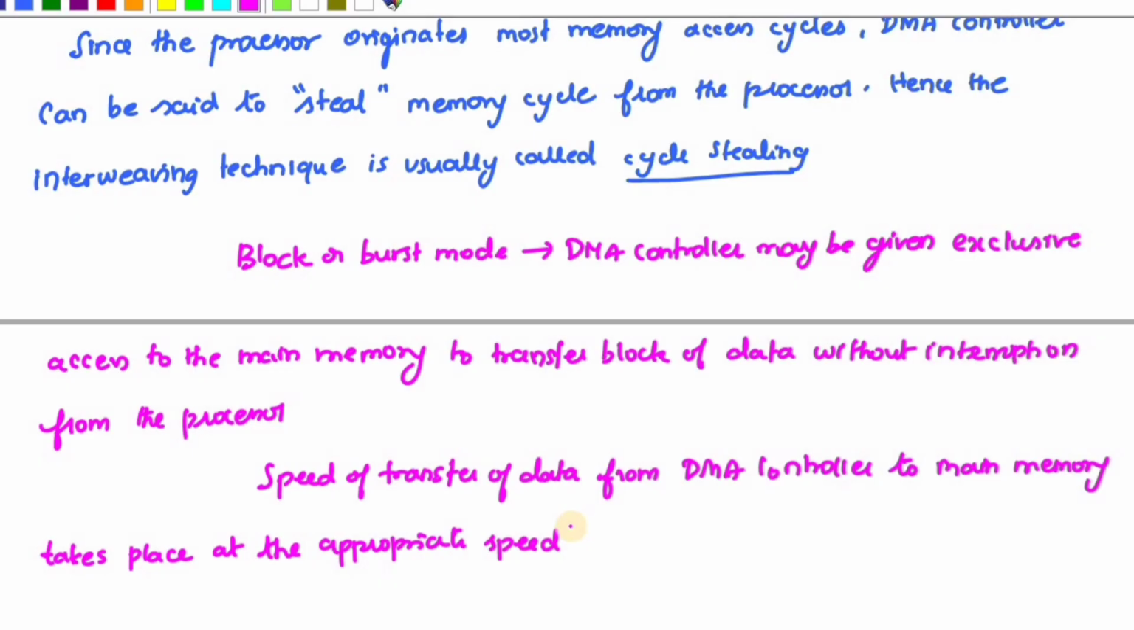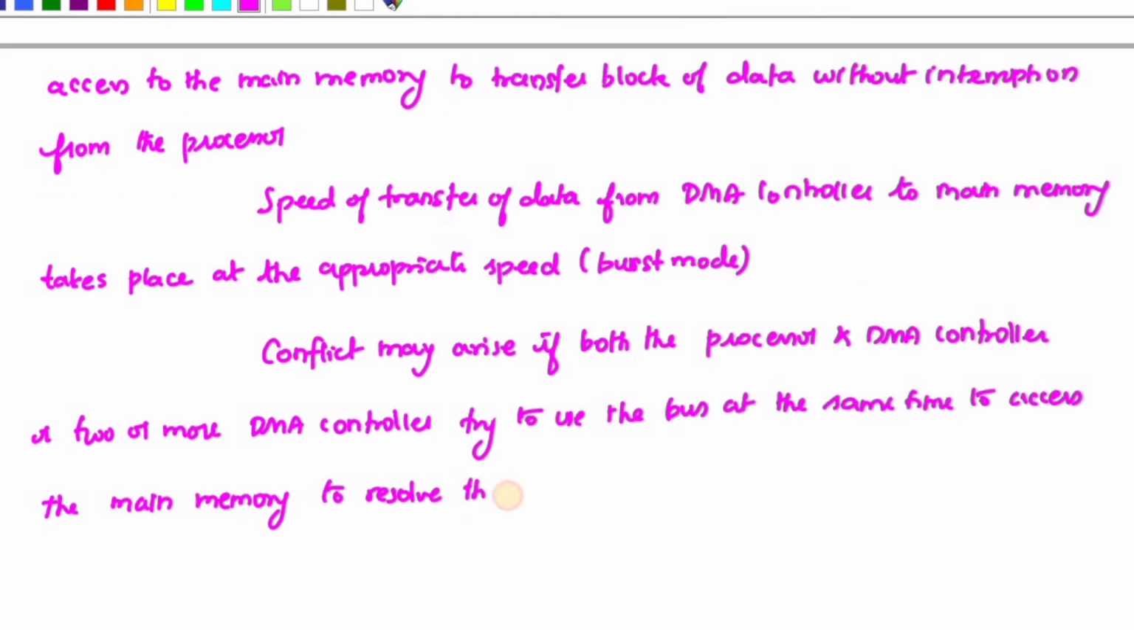Next one is block or burst mode. So the DMA controller may be given exclusive access to the main memory to transfer a block of data without interruption from the processor, and the transfer of the data from the DMA controller to the main memory takes place at burst mode speed.